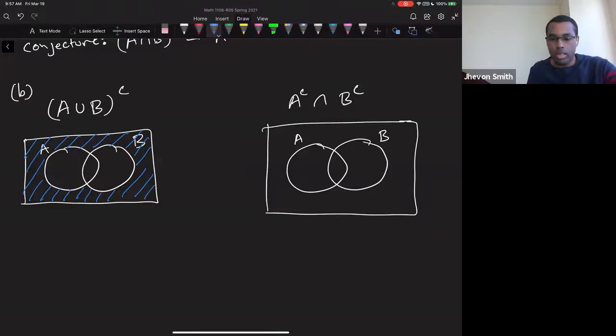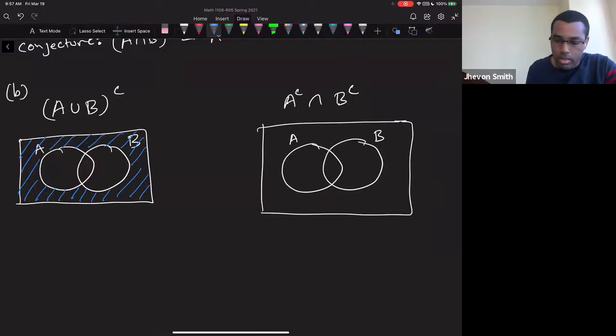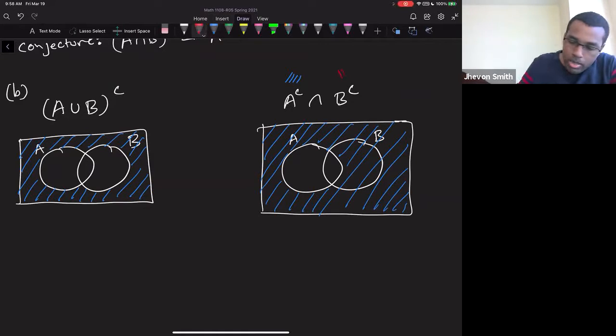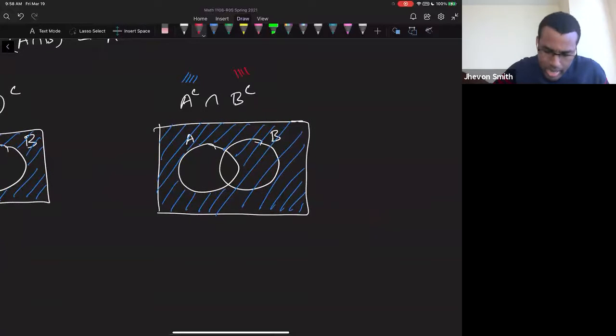So A union B, we know what that is. A union B is everything that is in either A or B. So what is the complement of that? Literally everything else, right? So that would be everything outside either circle. Okay, so that part is not so bad. Now let's go where we take the intersection of the individual complements. Let's say I'm going to shade A complement like that in blue. So that is everything outside the A circle. Let's say I did B complement like this in red. So that's everything outside the B circle.